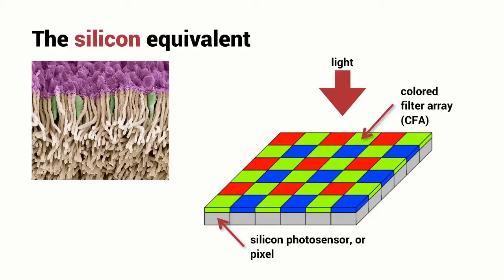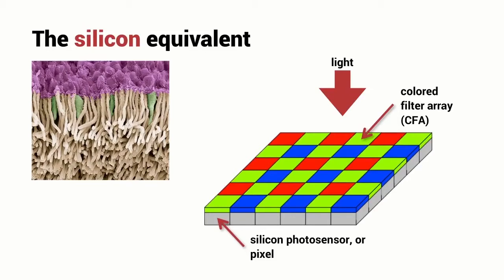Color cameras are functionally equivalent to the system of cones that we have in the retinas of our eye. Incoming light from the scene is focused by a lens onto an artificial retina. This artificial retina comprises an array of silicon photosensors. These are solid-state circuits that measure the amount of incoming light. They're actually sensitive to quite a broad spectrum of light.